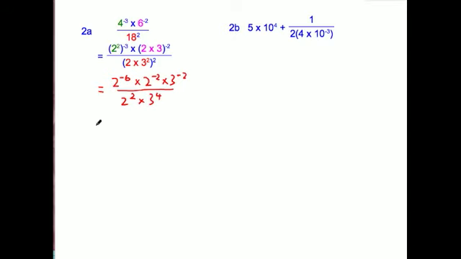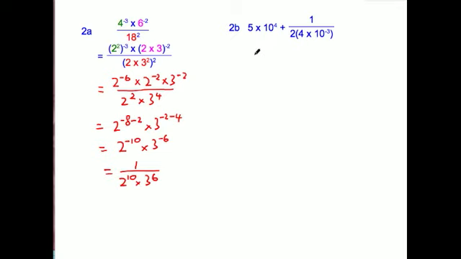Now we can make use of the law of indices. That is 2 to the power of -8 minus 2 times 3 to the power of -2 minus 4. That gives us 2 to the power of -10 times 3 to the power of -6, which is 1 over 2 to the power of 10 times 3 to the power of 6.